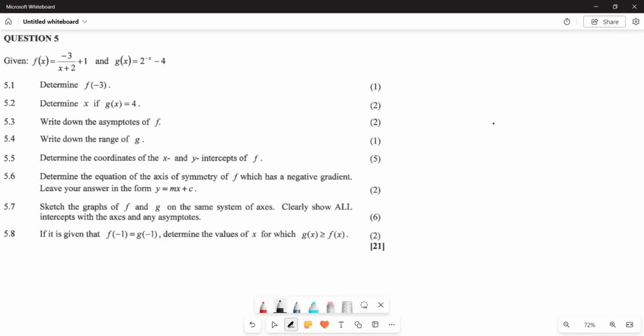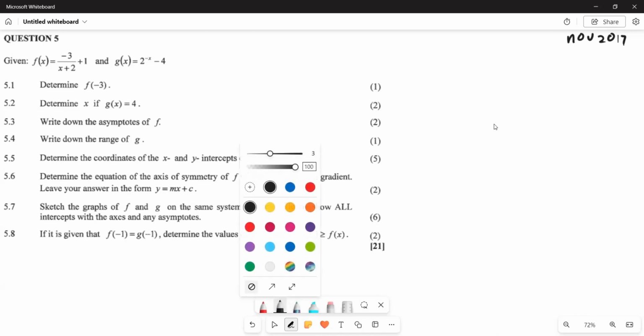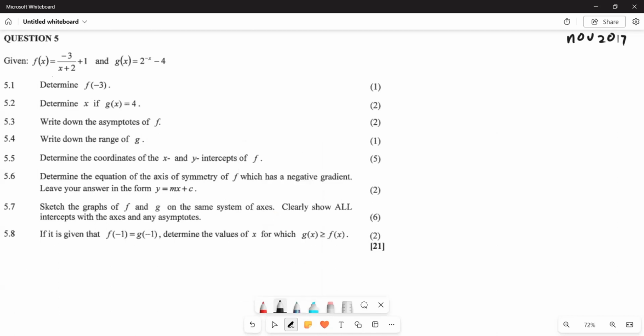What we are looking at today is the November 2017 paper. We are trying to understand what is entailed in here. Let's see what we have. In this question we are given a hyperbola and also an exponential graph. Let's see what is expected of us.